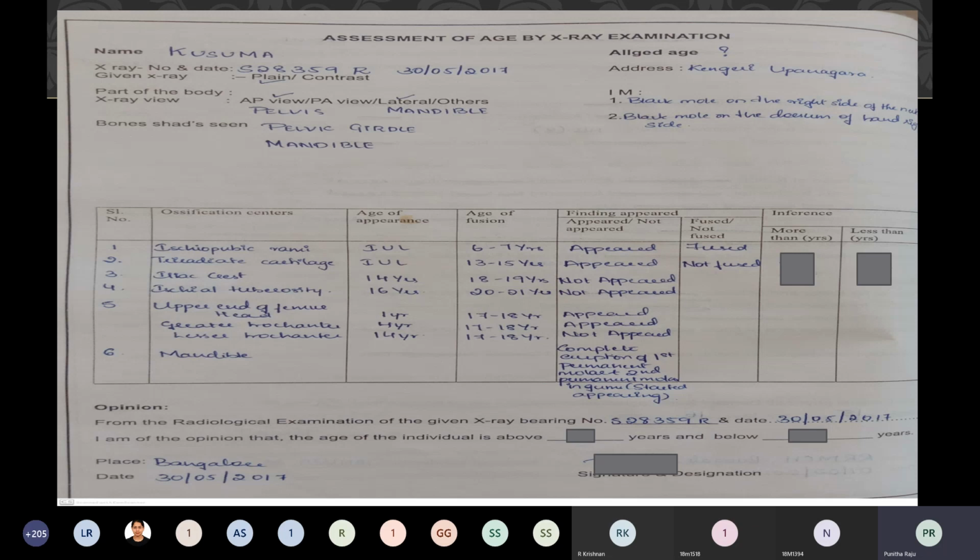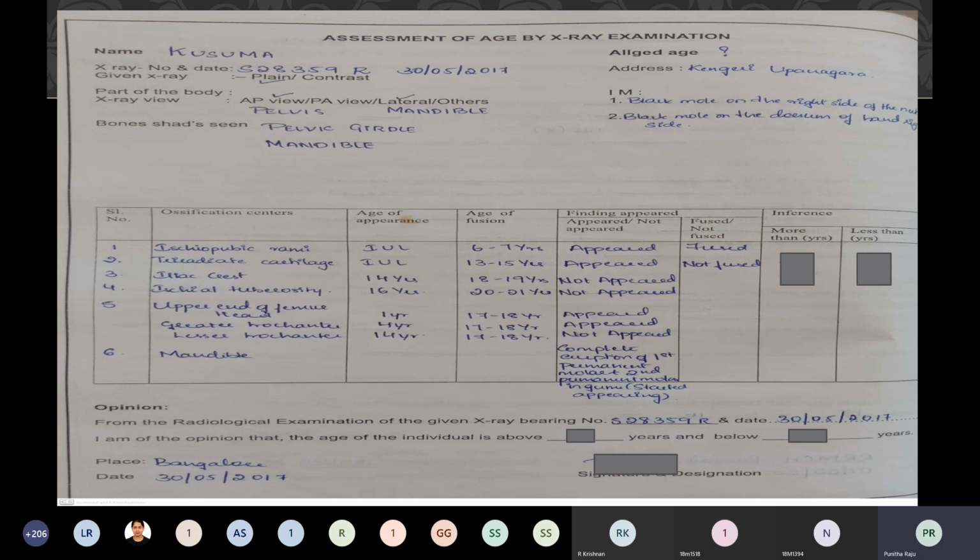Next comes the tabular column. In this tabular column, first you have the serial number, and next the ossification centers. In this X-ray examination they have examined the pelvic X-ray, so they have mentioned the ossification centers you're supposed to see in the pelvic X-ray, as well as the mandible. The next column will be the age of appearance. By chance, if it is the ischiopubic ramus, the age of appearance will be intrauterine life.